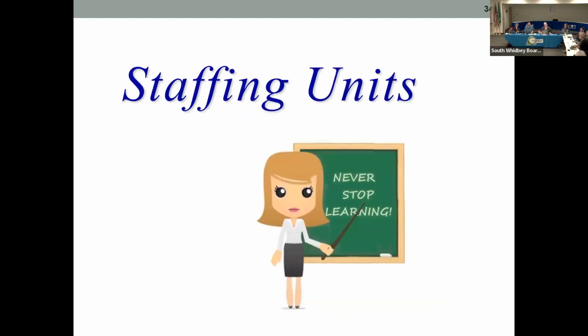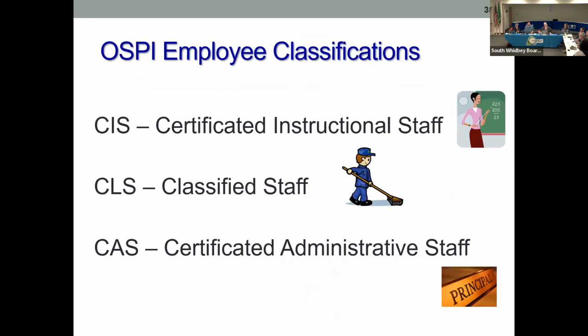And staffing units are broken down into three classifications, and they do that because they fund them at different dollar amounts. So there's certificated instructional staff. You can kind of think of that as your classroom teacher, your lovely TOSAs, whoever else might be in the room. And then your classified staff: secretaries, bus drivers, custodians, paraeducators, et cetera. And then certificated administrative staff: principals and district office admin staff.